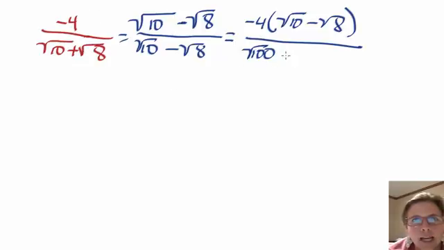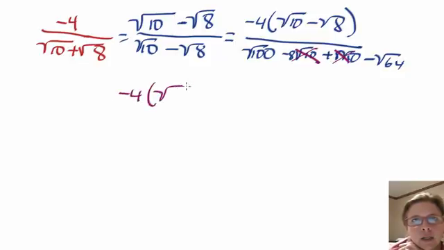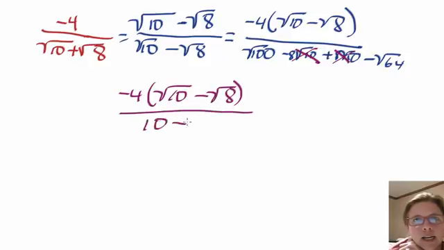It's going to become negative 8 square roots of 10, positive 8 square roots of 10. And then the last thing will be minus the square root of 64. It's going to cancel every time. That's why it's the conjugate. It's to make these middle things cancel out because we don't want them. So on the top we're going to have negative 4 times the square root of 10 minus the square root of 8, all over 10 minus 8.